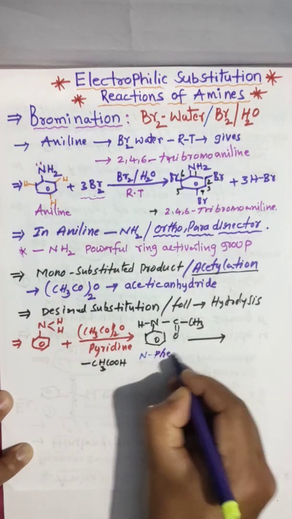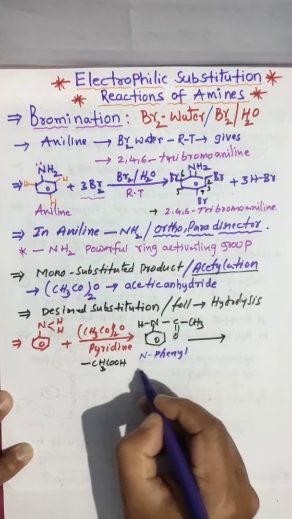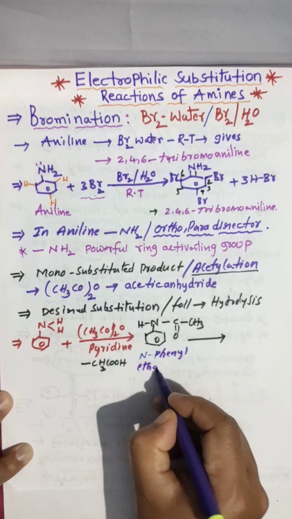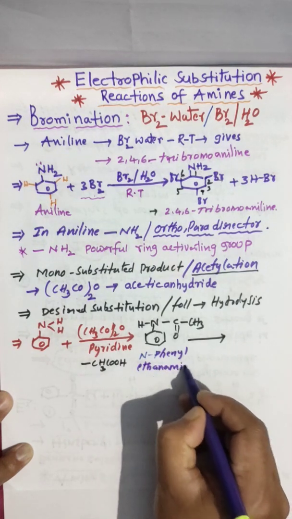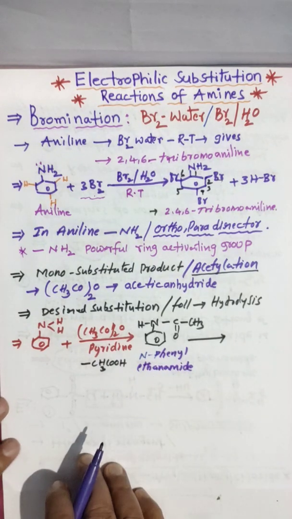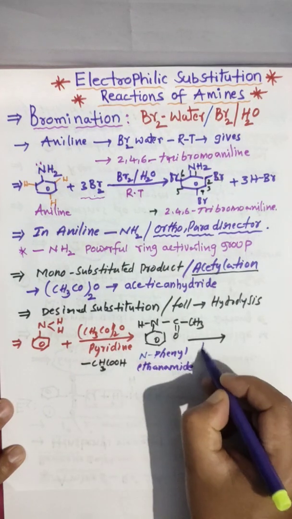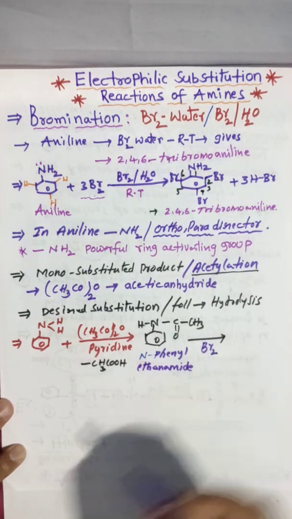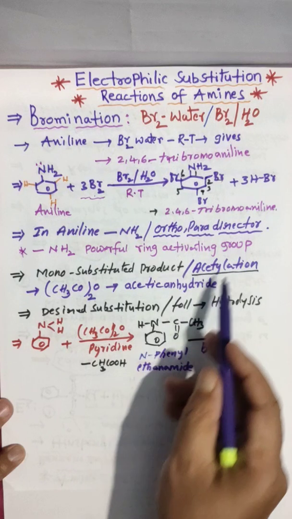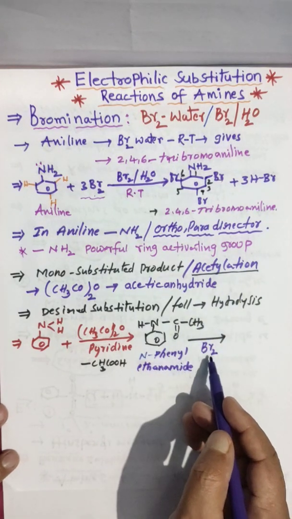N-phenyl ethanamide. What are we calling it? N-phenyl ethanamide. Then the next step, bromination, will take place. First we have to do acetylation, then bromination.